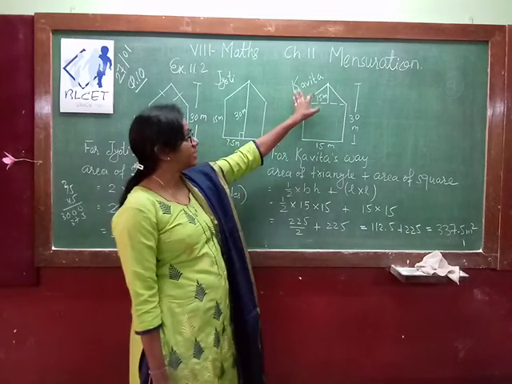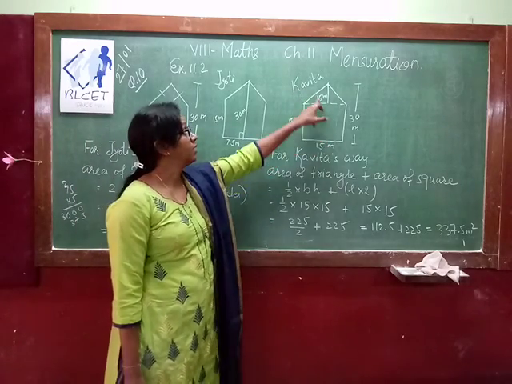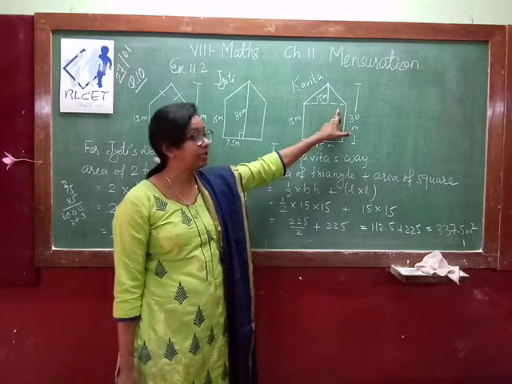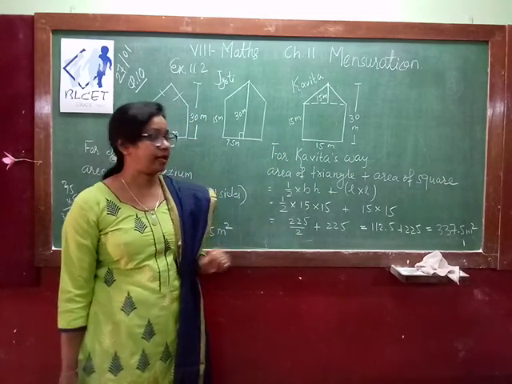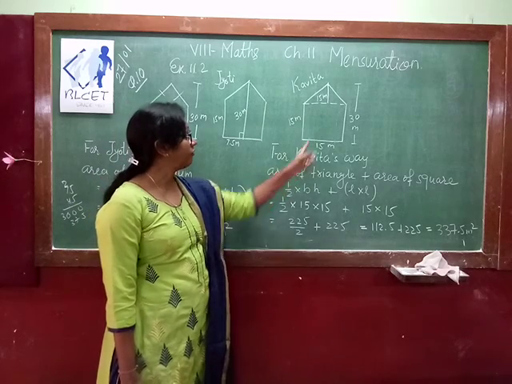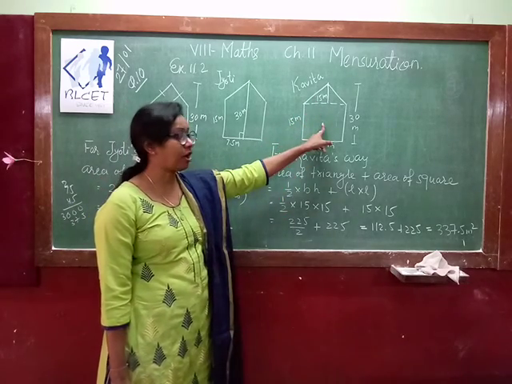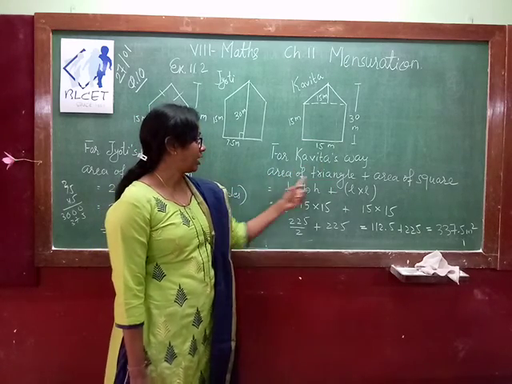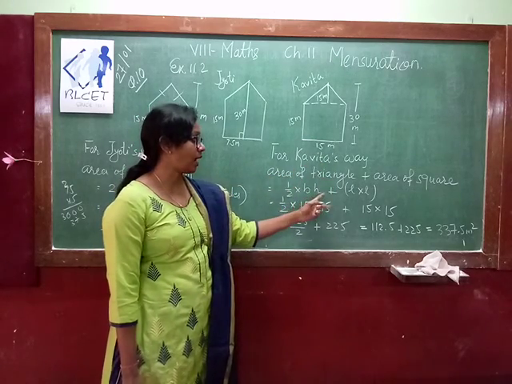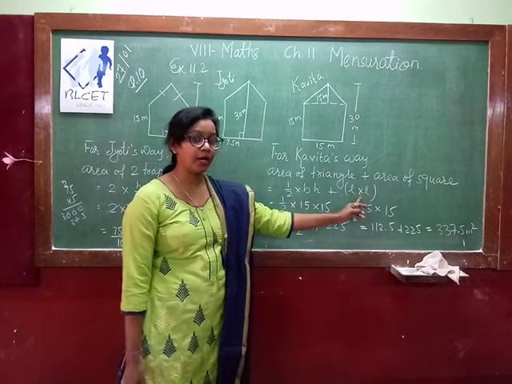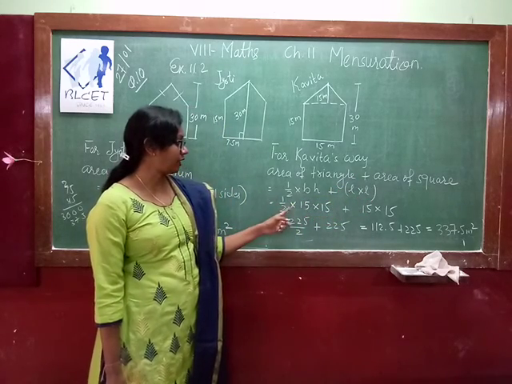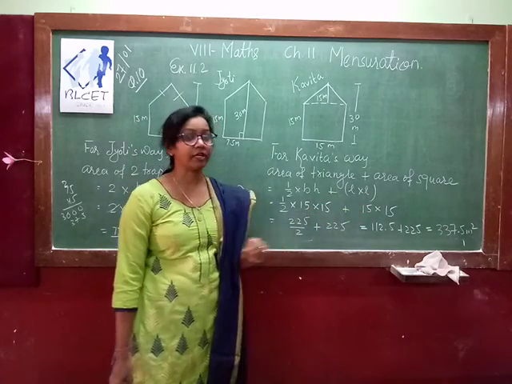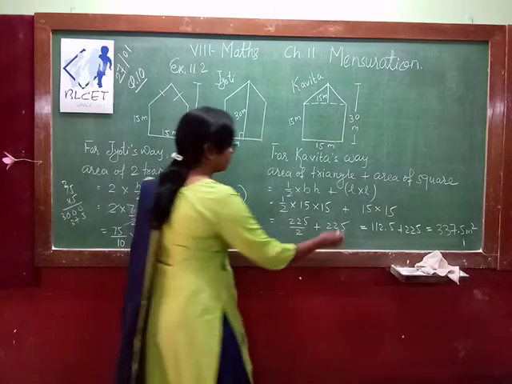Now Kavita has divided the whole diagram like this. The upper portion is divided in such a way that its shape is a triangle, and this one is a square. So now, area of this triangle plus area of this square. This is how Kavita has calculated. Area of triangle is 1/2 into base into height, plus area of square, that is L into L. Substitute the values: 1/2 into 15 into 15 plus L into L, that is 15 into 15.